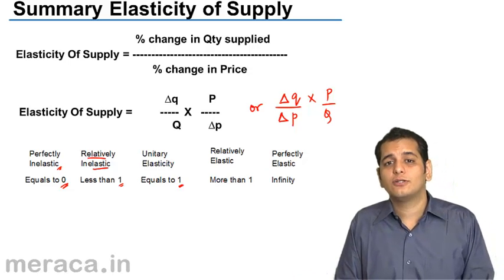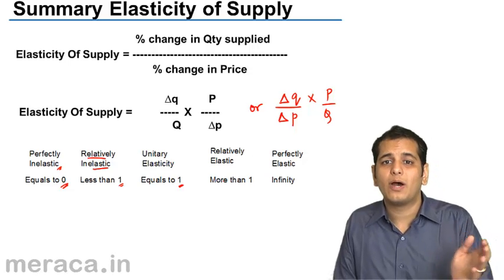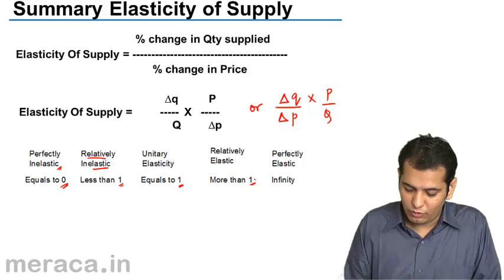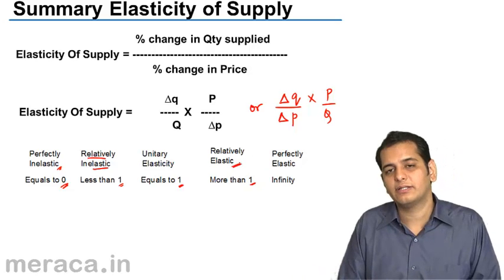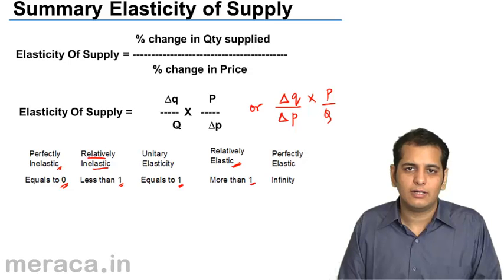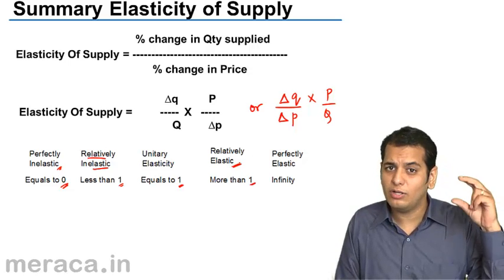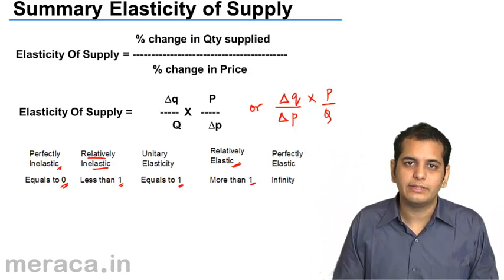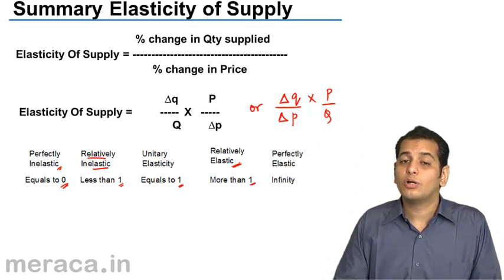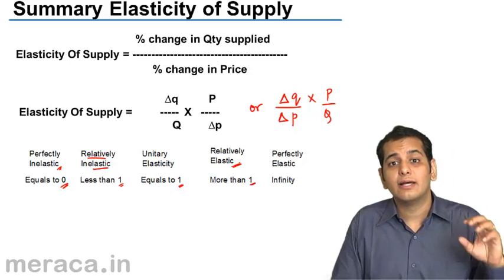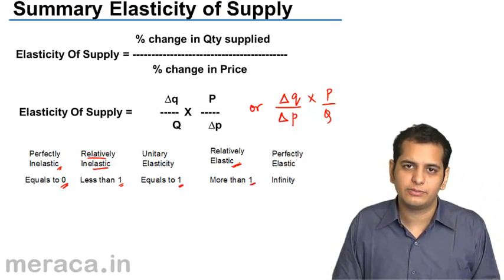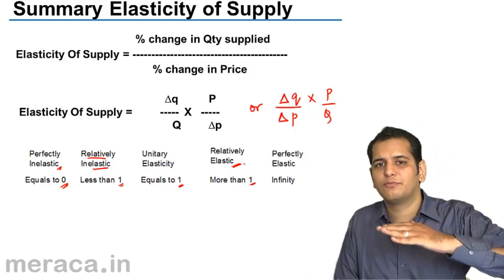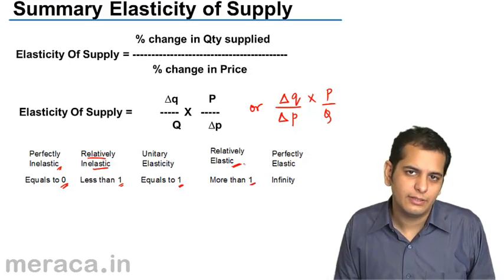And then we also saw that the numerical may range between 1 and infinity. If it ranges between 1 and infinity, we call it a relatively elastic supply. A relatively elastic supply means a smaller change in price brings about a bigger change in quantity supplied. Quantity supplied changes in a greater proportion than change in price. And in this case, the supply curve is flatter. It is tilted towards the x-axis.